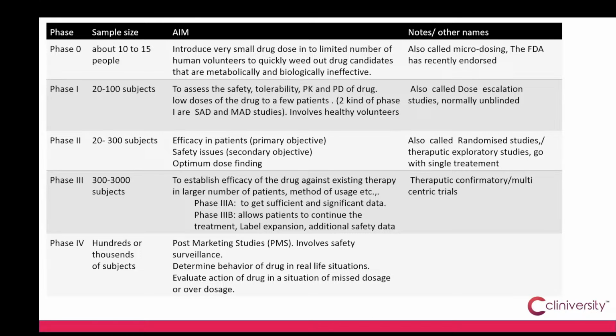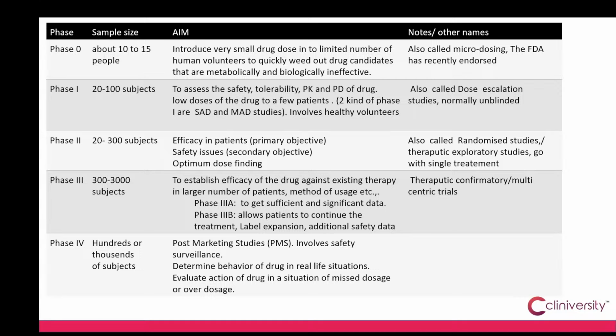So let's see the overview, the summary of all the phases and how they differ from each other. First, let's look at the sample size. In phase 0, we have 10 to 15, and in phase 1, we have 20 to 100. In phase 2, you have 20 to 300, and it might go to 500 sometimes. In phase 3, we have up to 3000, and it might go to 10,000 as well. And in phase 4, we have more than 50,000 subjects.